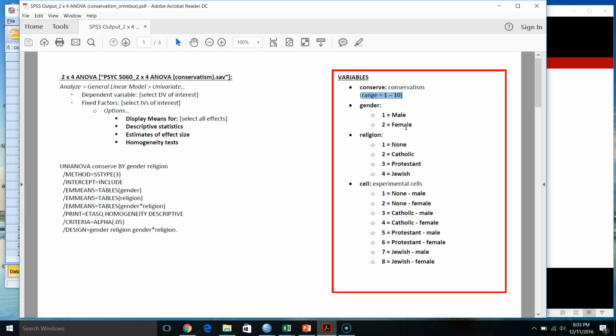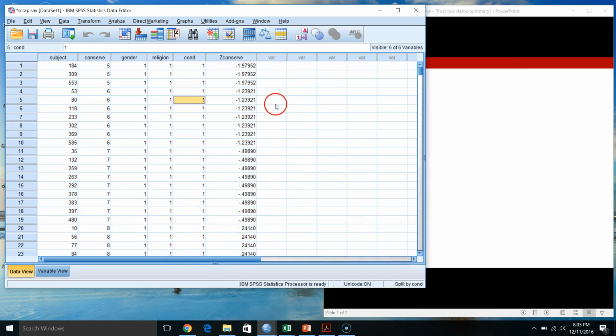Alternatively, we could switch that around and say, do differences in conservatism across men and women depend on religious affiliation? Either one of those is looking at our interaction, right? Remember, anytime you see an interaction, the question is whether the relation between X and Y changes based on some third variable. Okay, so that's our setup.